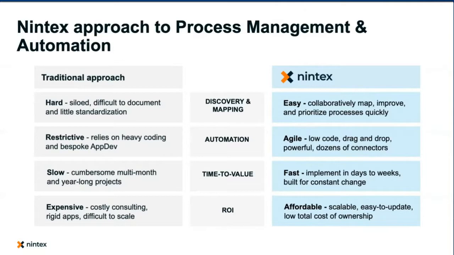But at Nintex, our easy-to-use process platform engages teams to collaboratively map, manage, and improve their business processes. Nintex automation is agile. It's easy to use by each line of business, and it makes the processes easy to automate across all of your systems and across the entire business. Nintex automation projects can be implemented in days, and they're built for constant change. So Nintex is affordable, and it drives a low total cost of ownership.